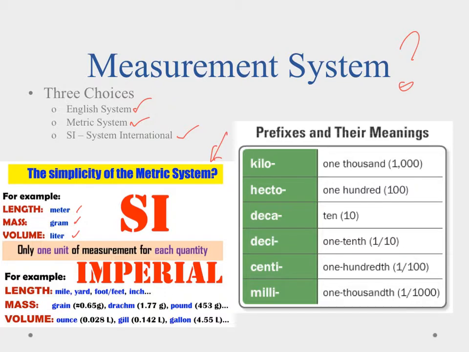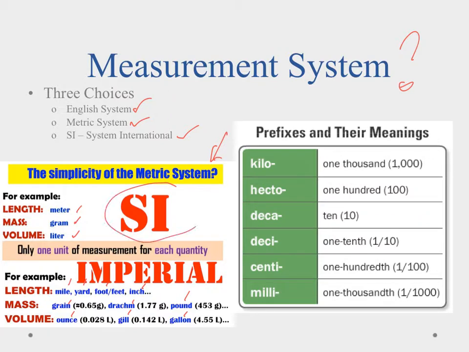Under the imperial or the English system, that's where we start to see a lot of conflict. With length, we can measure in miles, in yards, in feet, and in inches. So a whole bunch of different ways to measure those things. With mass, we have a grain, we have a drachm, and we have a pound. So again, a whole bunch of different units that can be used. And then for volume, we can use ounces and gills and gallons. So a lot more confusion there.